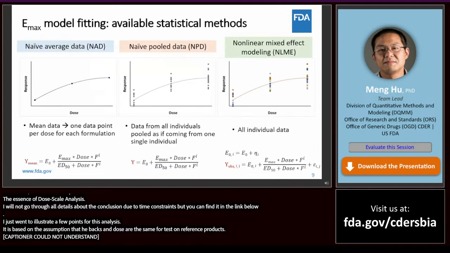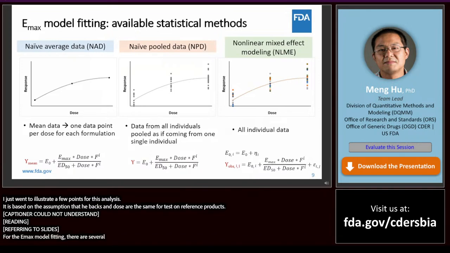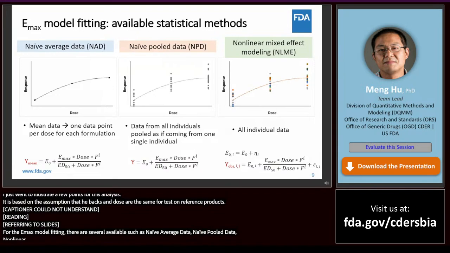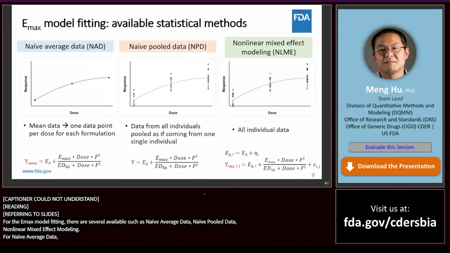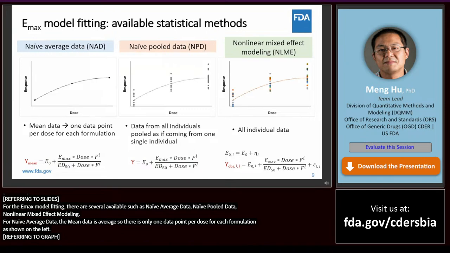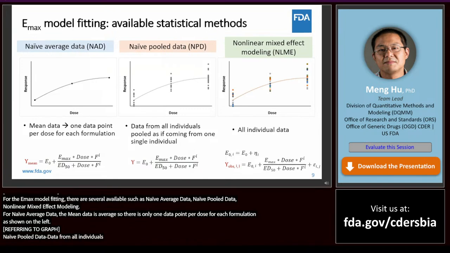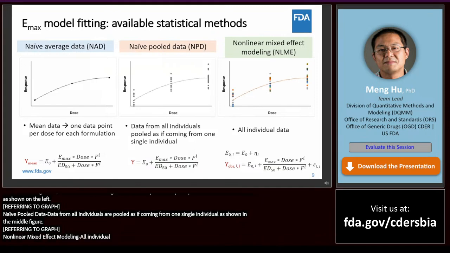For Emax model fitting, there are several methods available, including naive average data, naive pooled data, and nonlinear mixed effect modeling. For naive average data, data from individuals are averaged, so there is only one data point for each dose for each formulation, as shown in the left figure. For naive pooled data, data from all individuals will be pooled as if they're coming from one single individual, as shown in the middle figure. For nonlinear mixed effect modeling, all individual data will be used for modeling while incorporating the between subject variability.